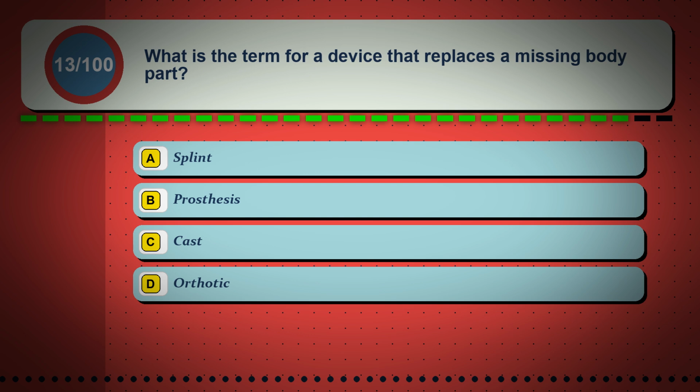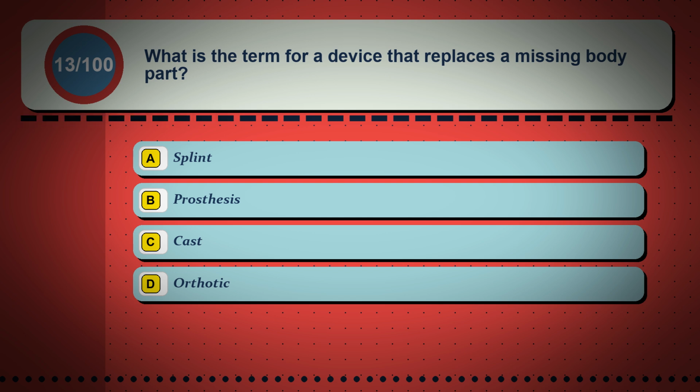Question 13. What is the term for a device that replaces a missing body part? Option A, a splint. Option B, prosthesis. Option C, cast. Option D, orthotic.